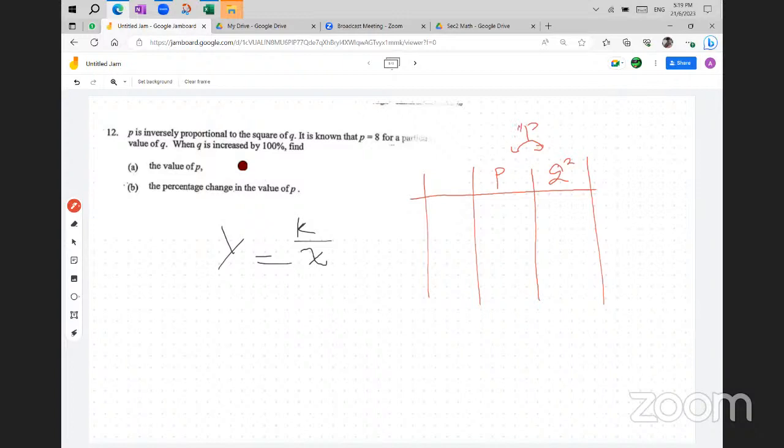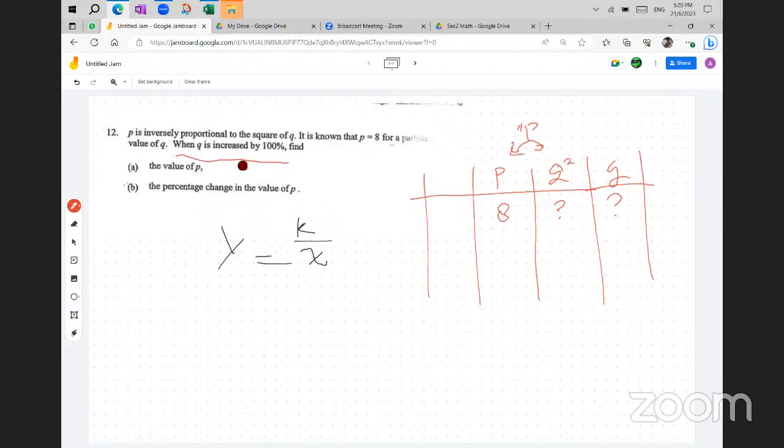Supposedly, right? It is known that P is 8 for a particular value of Q. P is 8, and Q is unknown. Obviously, then this is unknown, right? So far, so good. I'm just reading the question. Now, when Q is increased by 100%, what do we do?